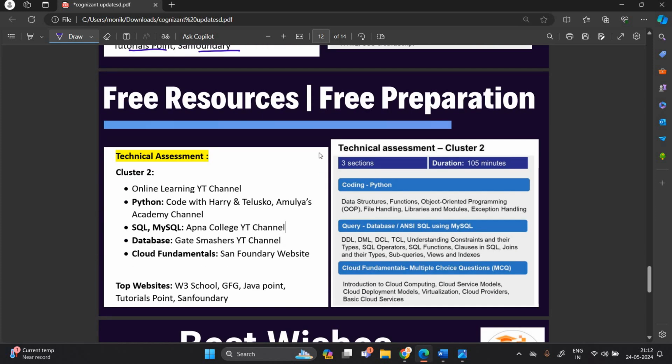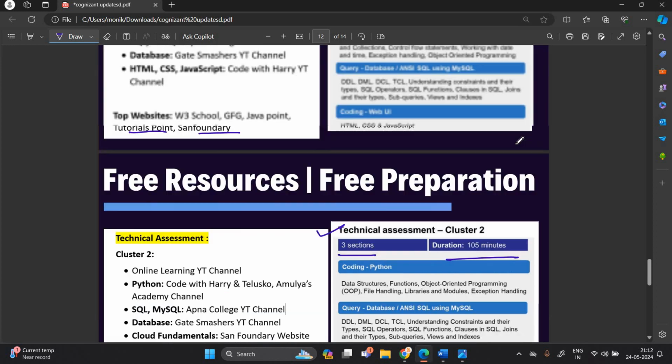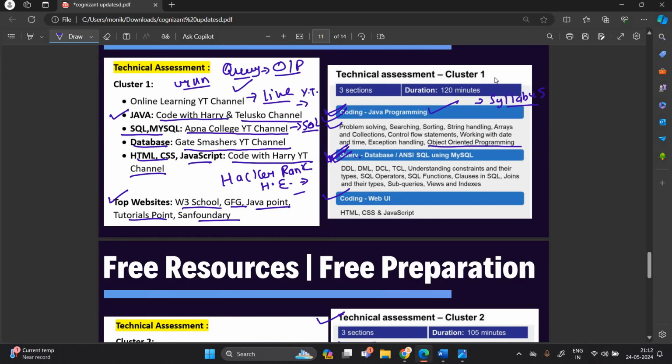Next is related to technical assessment cluster 2. It has 3 sections and the duration is 105 minutes. As I already said, 120 minutes in total, that is a 2 hour test.